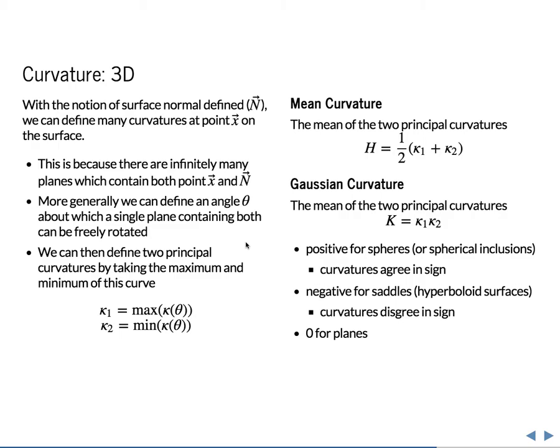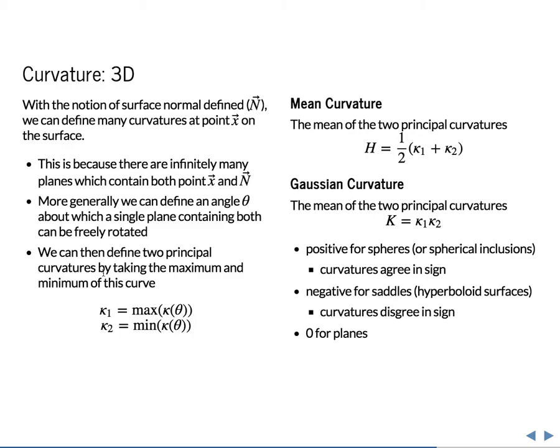And then you can have the opposite of the sphere, where you have a dip in both directions. For this, you define a surface normal, and you have many curvatures depending on how you rotate the plane that you're looking at. We define this angle theta, about which the plane containing both the surface and the normal can be freely rotated. And we define two curvatures as K1 and K2.